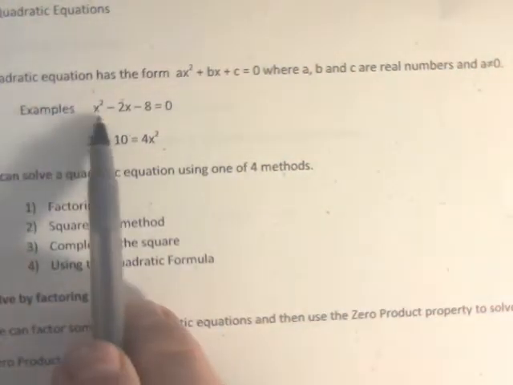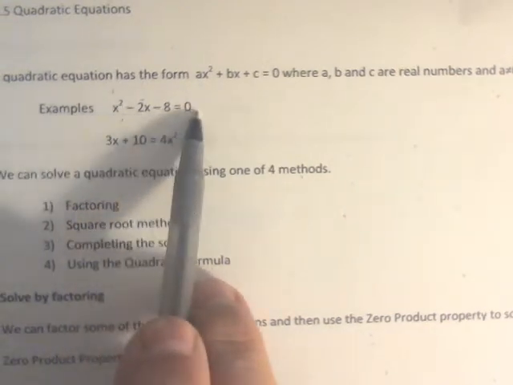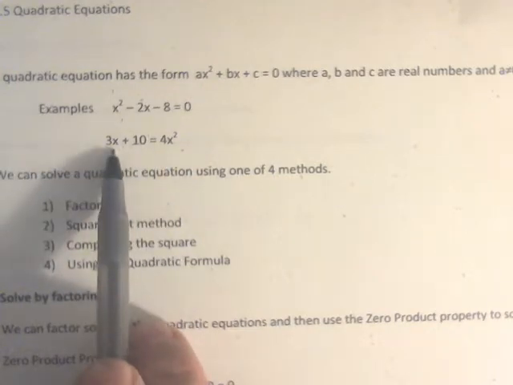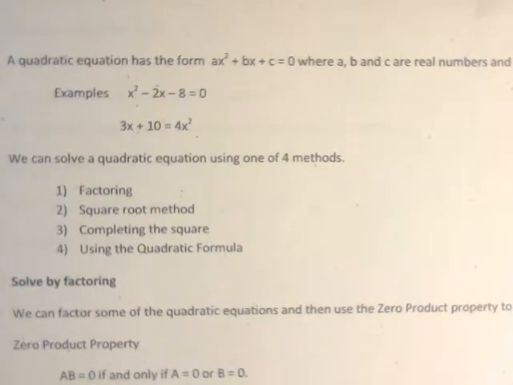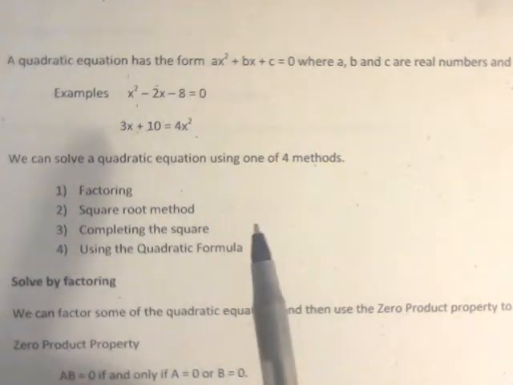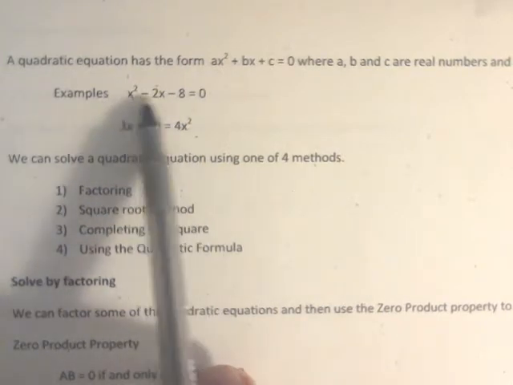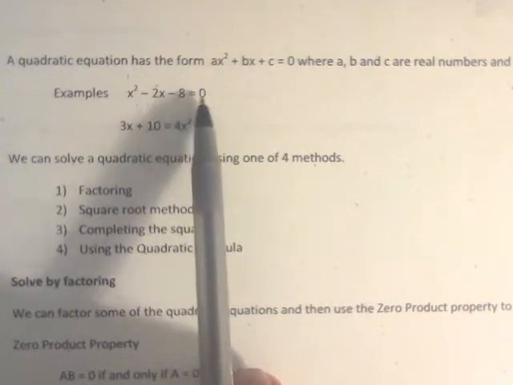So these are some examples. You can have them in solvable forms that equal to 0. You can have them where you may have some terms on one side, some terms on the other. But the key, and we'll talk about this shortly, is in order to solve it, you need to have it in this format. So you got to have all terms on one side set equal to 0.